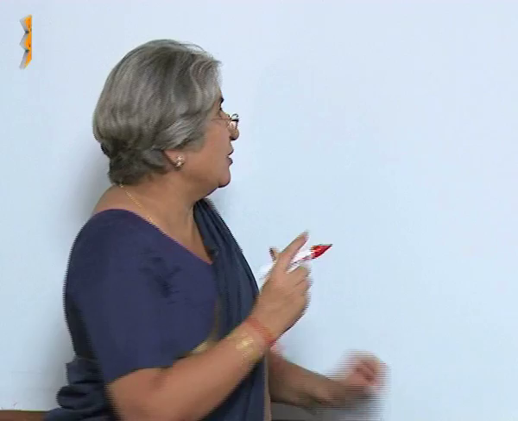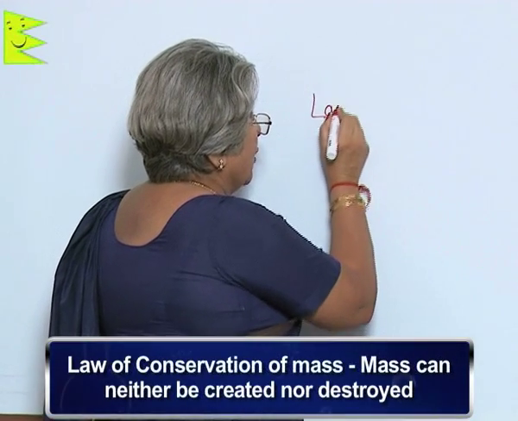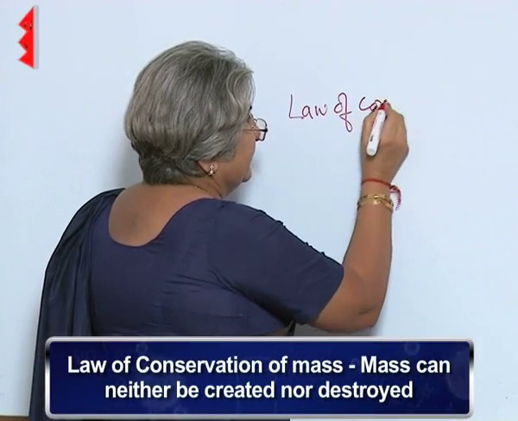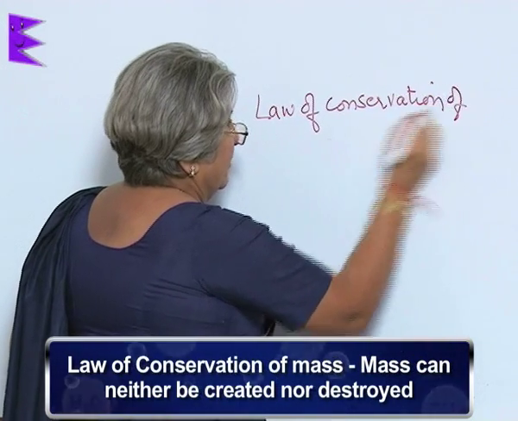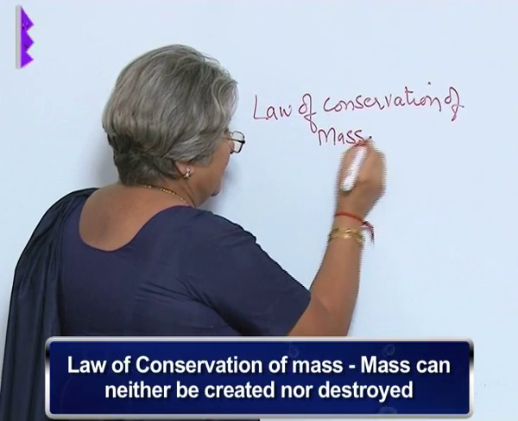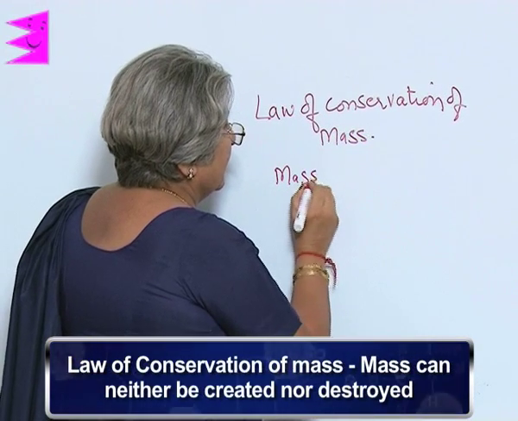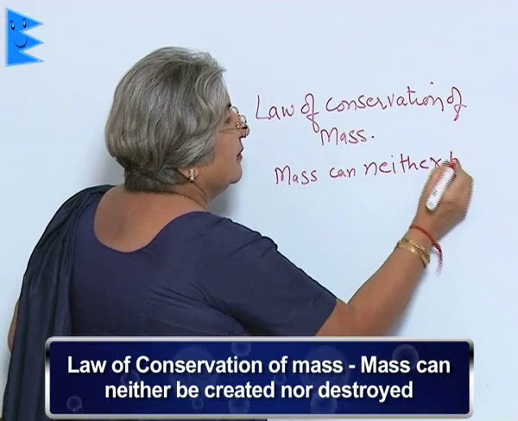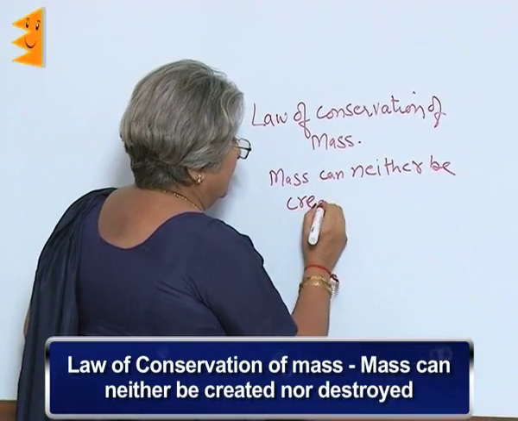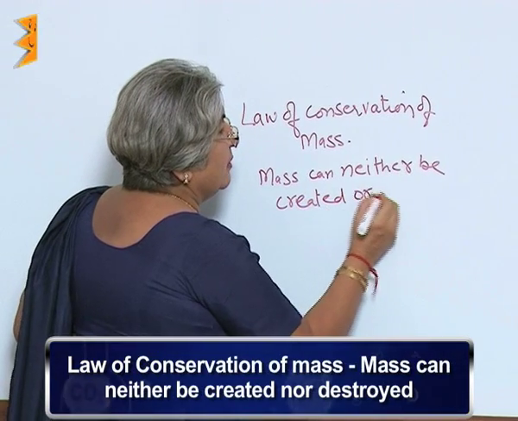So, similarly, in the case of a chemical reaction, what was observed was that the mass remains the same. So, this law is called the law of conservation of mass, which states that mass can neither be created nor destroyed.